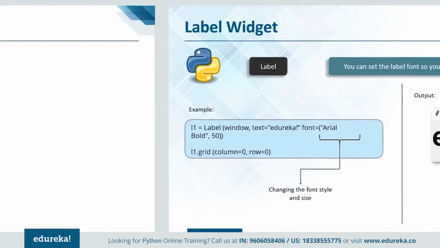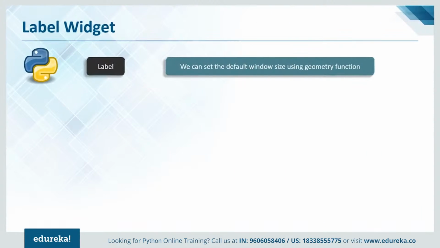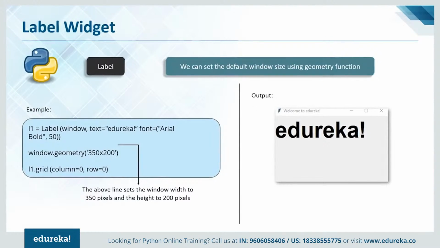Simple, right? So there is something called the geometry function, guys. It is basically used to change the window size and set it as per our requirement. Well, in this case, we have set it to be 350 pixels in width and 200 pixels in height, as you can check out from the left side part of the code.